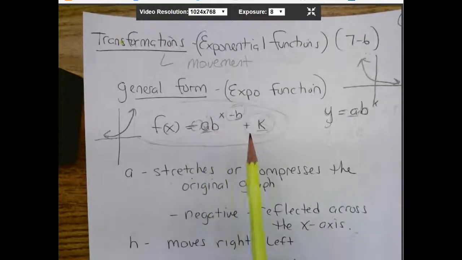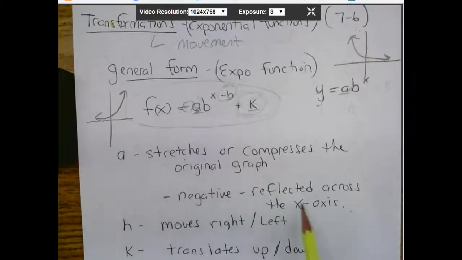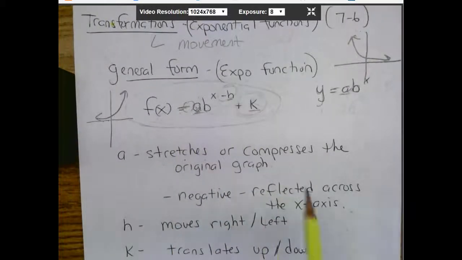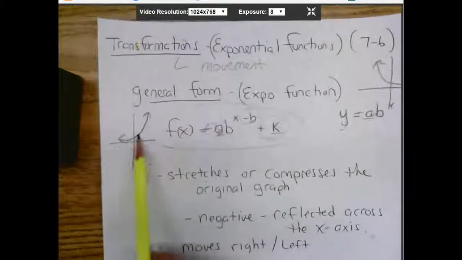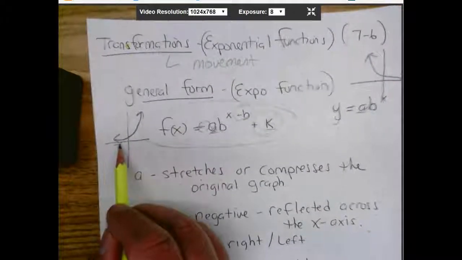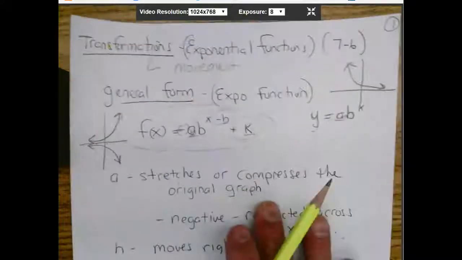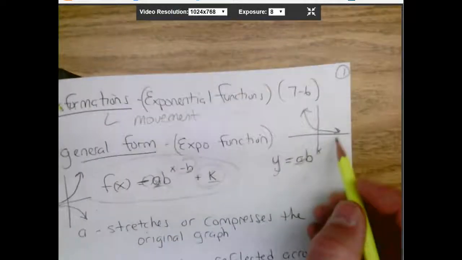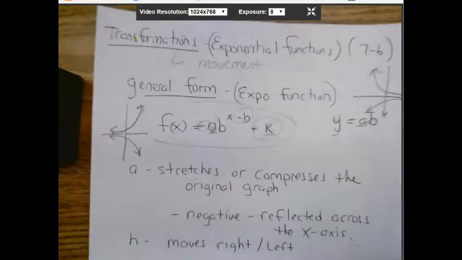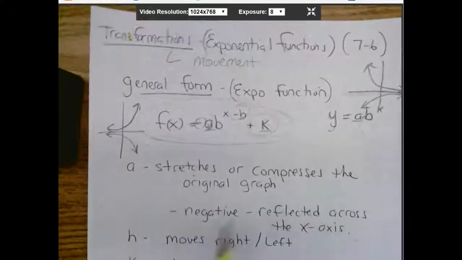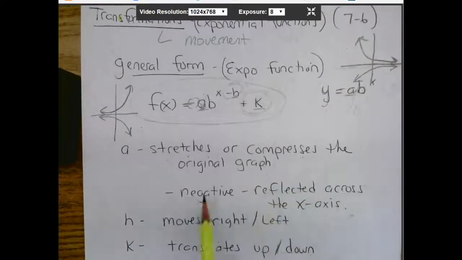Okay? And then if it's a negative number, if there's a negative in front, it's going to reflect that across the axis. So if we had just a negative a for this one, it would just reflect it over that axis like that. Or this one, if it was reflected, it would kind of look like this. Okay? Just reflecting over that x-axis. And so that's what a does. It stretches or compresses or reflects across the axis if it's negative.